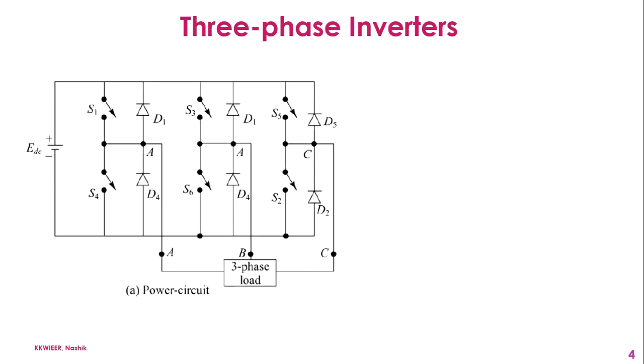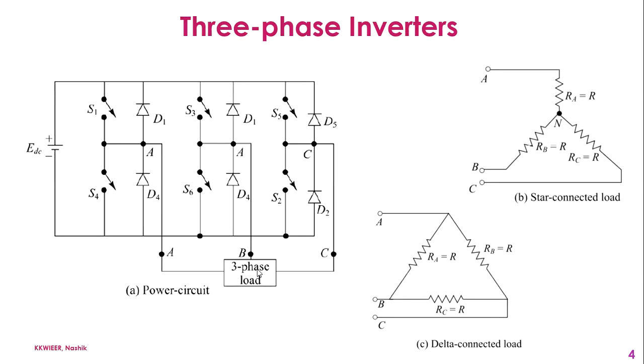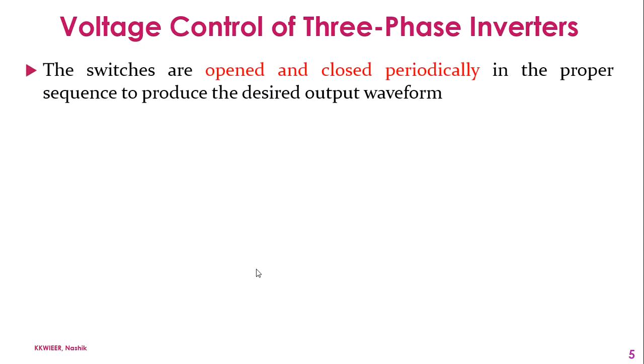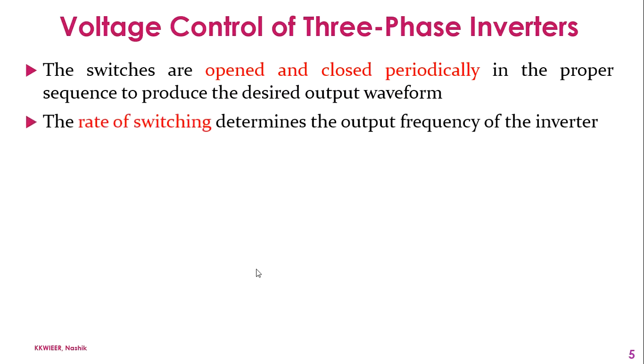Here you can see S1 to S6, these are 6 switches. Along with that, D1 to D6, 6 freewheeling diodes are there. The power supply EDC is connected over here, and at the load side, a three-phase load is connected. So this three-phase load can be in the form of a star connected load or a delta connected load. The switches are opened and closed periodically in the proper sequence to produce a desired output waveform. The rate of switching determines the output frequency of this inverter.